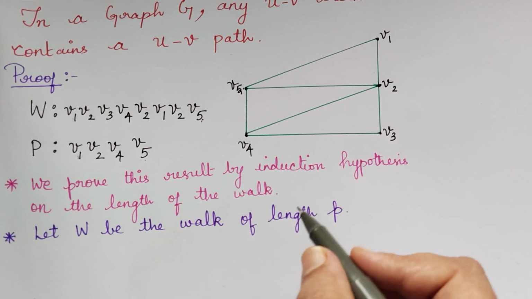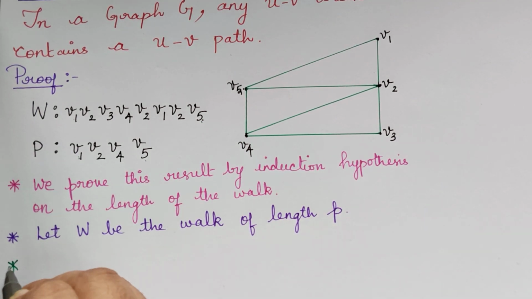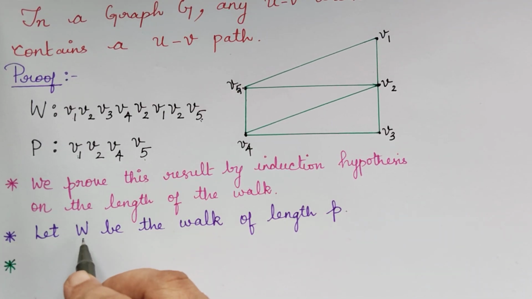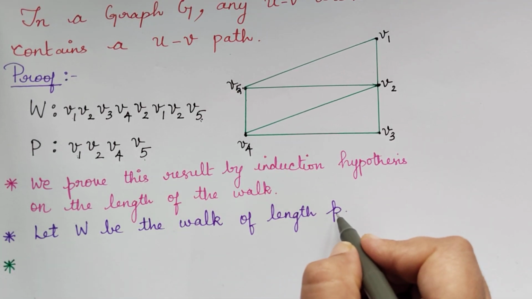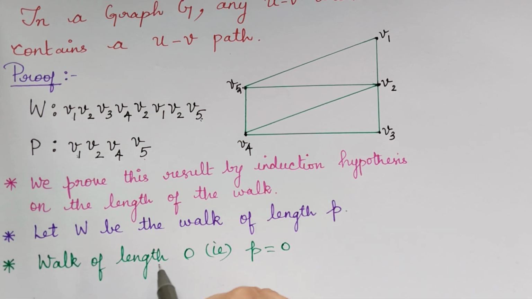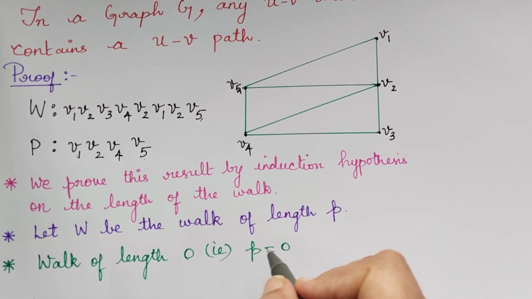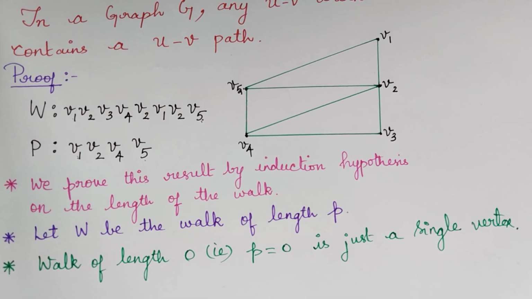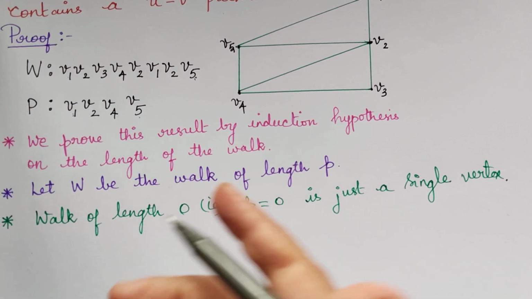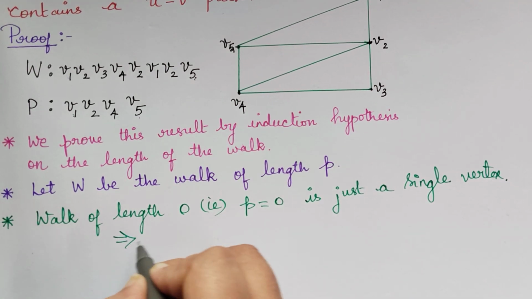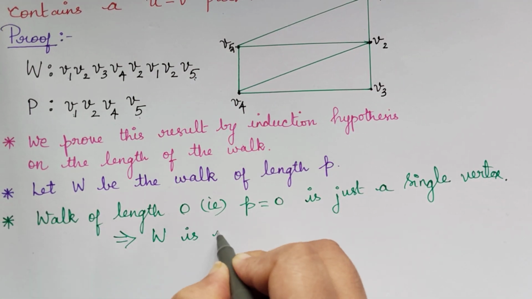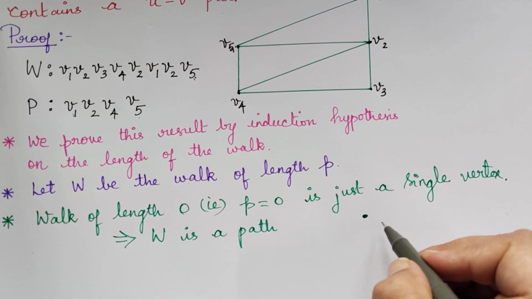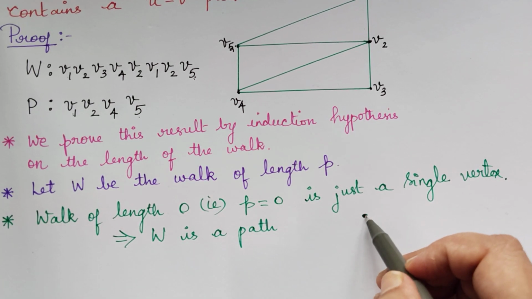Since we are proving by induction, first we take P equal to 0, which means that we are going to consider a walk of length 0. How will the walk of length 0 be? It will be just a single point, that is, a single vertex. If it is a single vertex, then W is easily a path. So W is a path by itself because it is only a single point. Therefore the walk W contains a UV path.